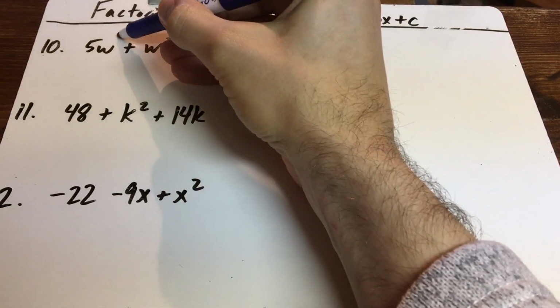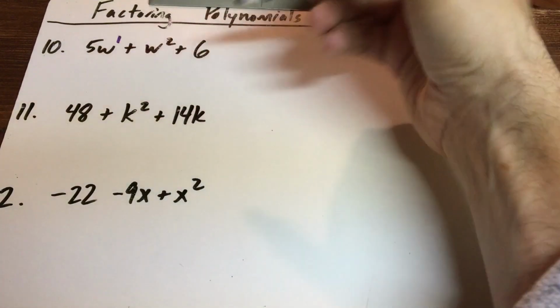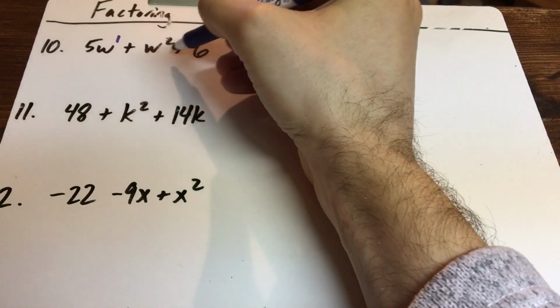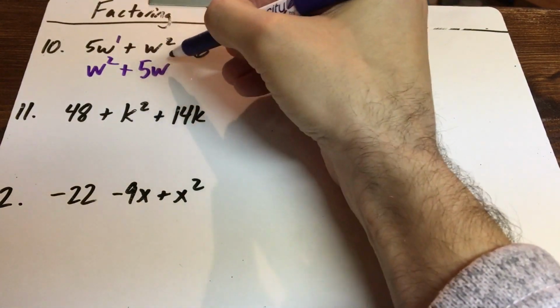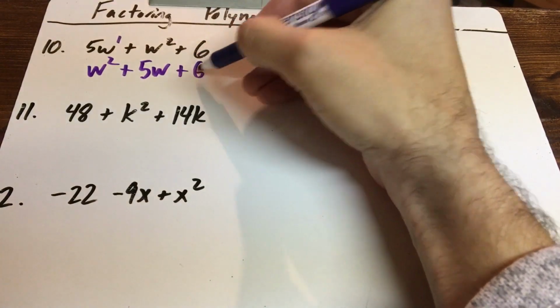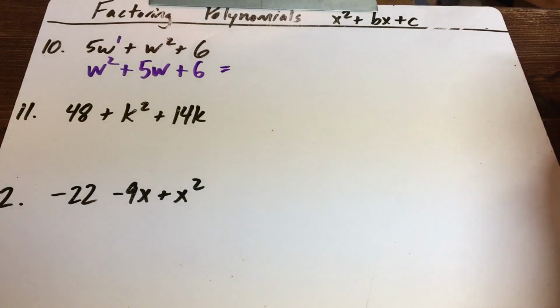You see how this is to the first degree, this is to the second degree, this is to the 0 degree. It's in the wrong order. Just flip it around in the right order, right? This needs to be first because it's to the second degree, second power. And then the 5W is to the first power. That needs to be second. And then the 6 is at the end because it's to the 0 degree. And now it's just like what we have been doing, right?